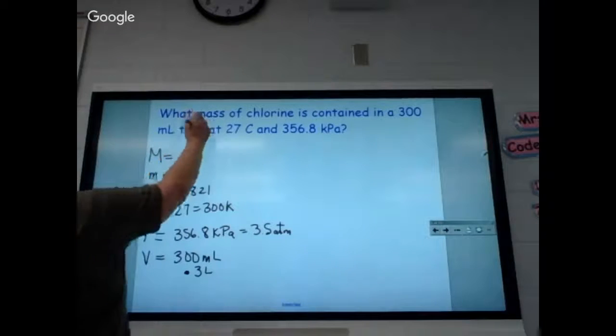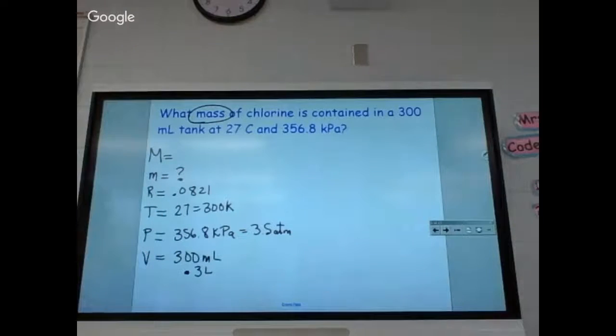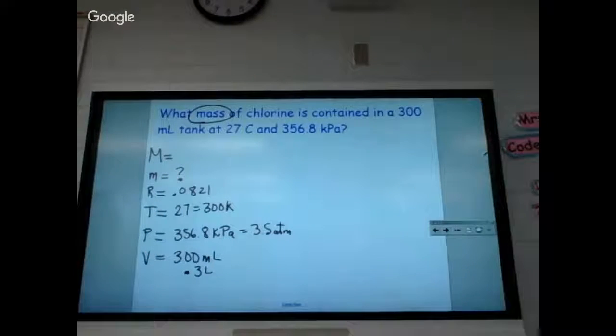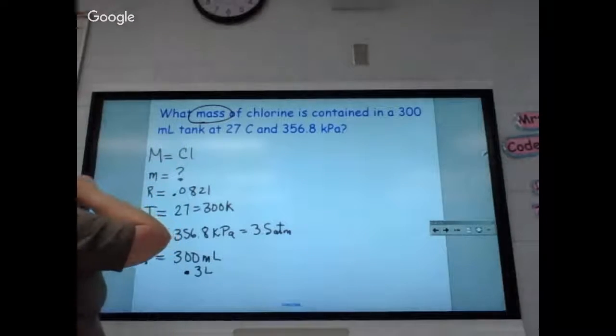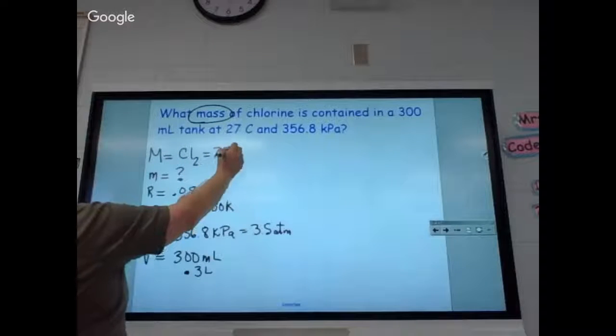Little m, when it just has mass, is little m. All right, so molar mass. I have to have that in the question. So what am I going to put for molar mass? You have to figure out what the mass of chlorine is. What do I know about chlorine? It's Cl2, so it's 70.8.